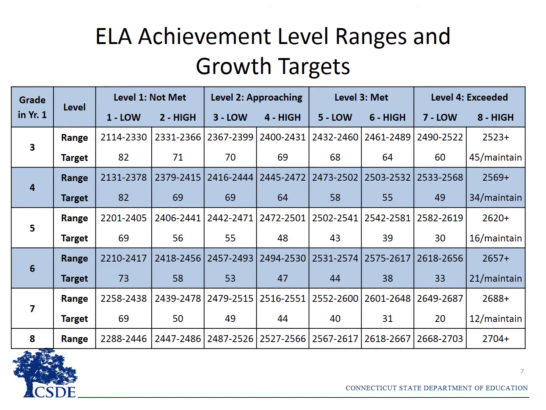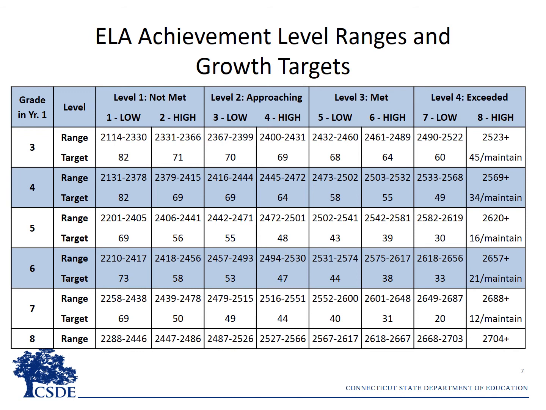This is the annual growth target table for English Language Arts. Notice the 4 Smarter Balanced achievement levels on the very top. Also note that each level is divided into 2 categories, low and high, to yield 8 total categories for each grade. The scale score range for each category within each grade is listed in the corresponding cell, along with the requisite amount of scale score growth that is expected.